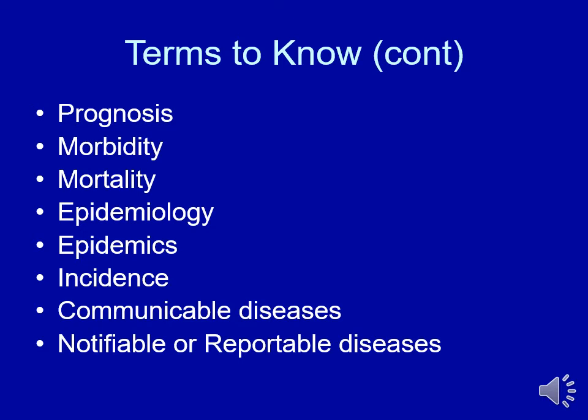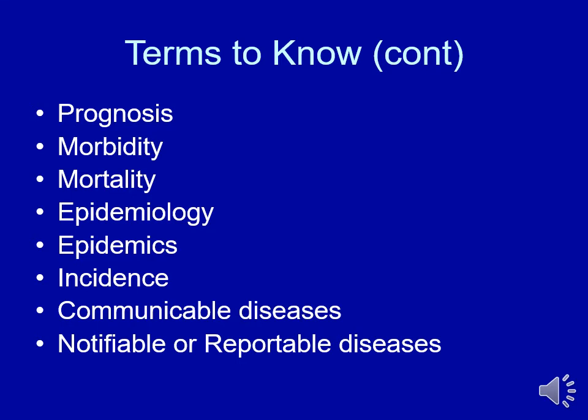Incidence refers to the number of new cases noted within a stated time period. And communicable diseases are diseases that can be passed from one person to another. And notifiable or reportable diseases are ones whose cases must be submitted to designated authorities, such as HIV infections, and there are many others.